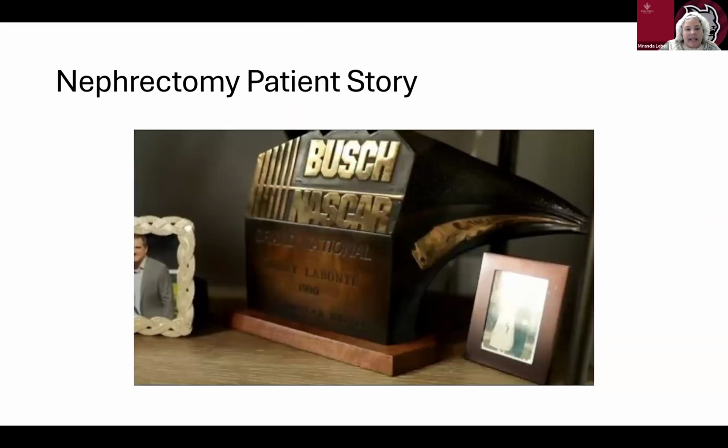And here on the last slide is a story of Bobby Labonte, who is a famous NASCAR driver, and he had a nephrectomy. So it's just a quick little story about him.